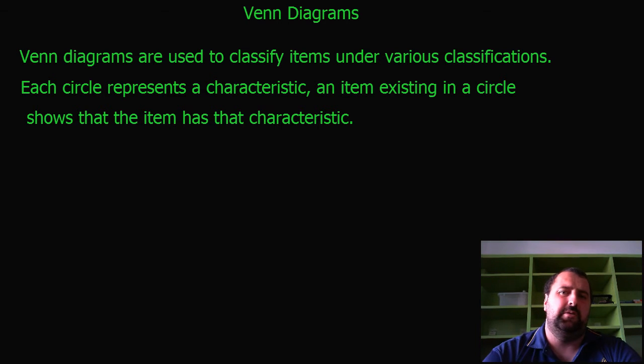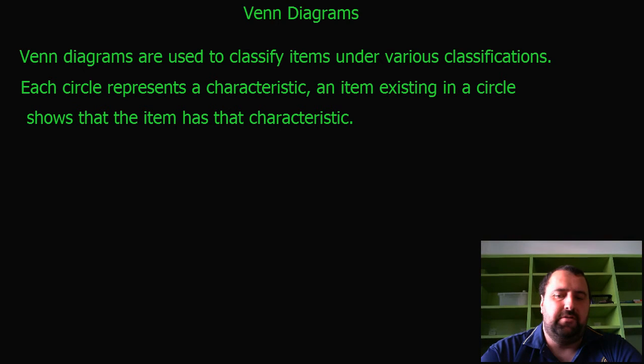Okay guys, so today we're talking about Venn diagrams. Venn diagrams work a lot like two-way tables in that we can use them to characterize different things, and we can characterize items under multiple characteristics. The big advantage to Venn diagrams is that we can use them for multiple different characteristics. We're not just limited to two. We could use 3 characteristics or 4 characteristics or as many as we needed.